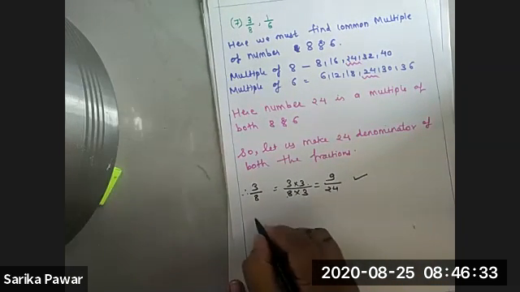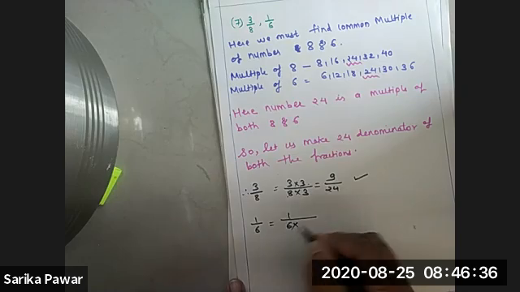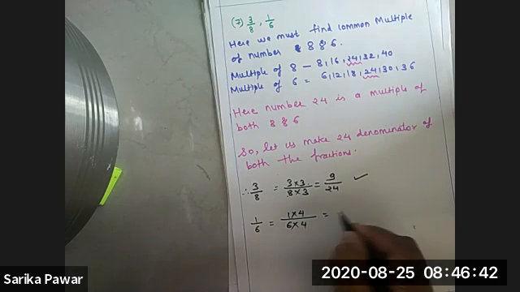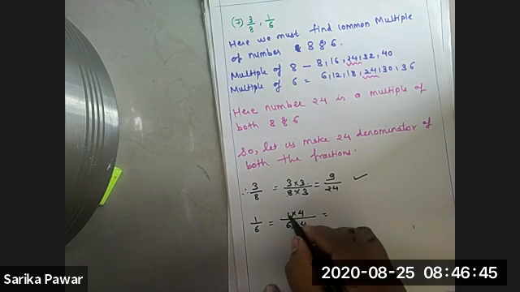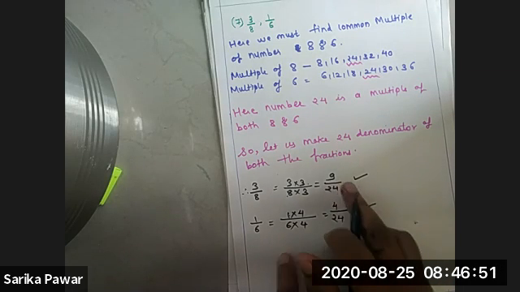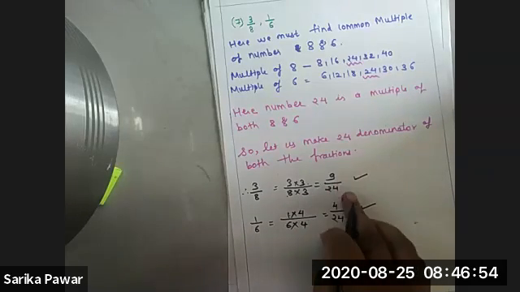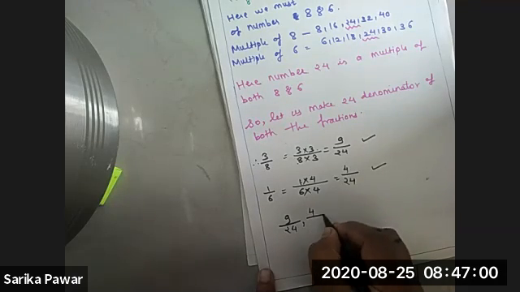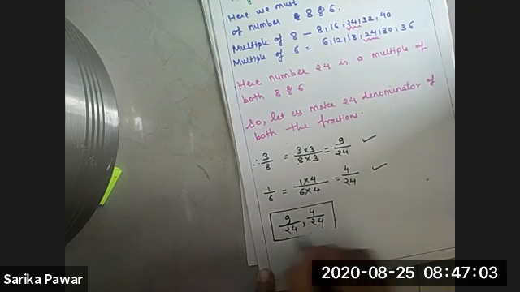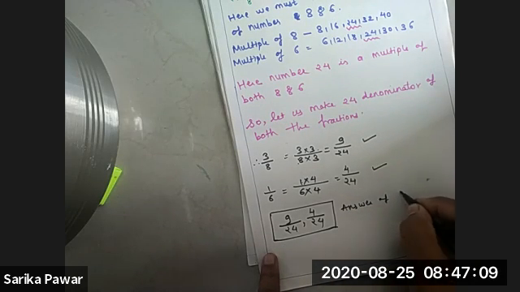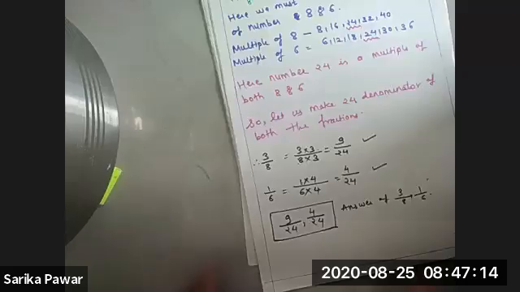Right? Same way, 1 upon 6. See here the table of 6. 6 4s are 24. Multiply by 4. The same number you have to multiply in the numerator. 4 1s are 4. 6 4s are 24. See here, we got the same denominator, that is 9 upon 24 and 4 upon 24, the answer for the given fractions 3 upon 8 and 1 upon 6. Okay.